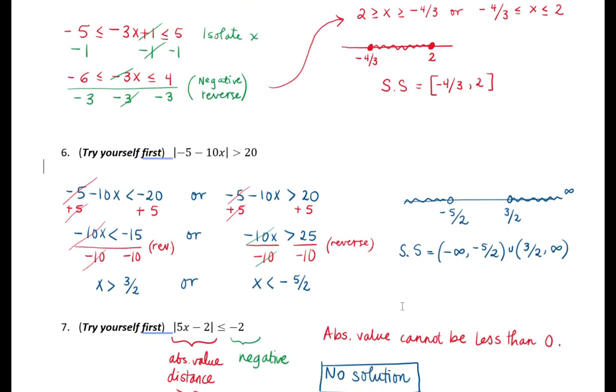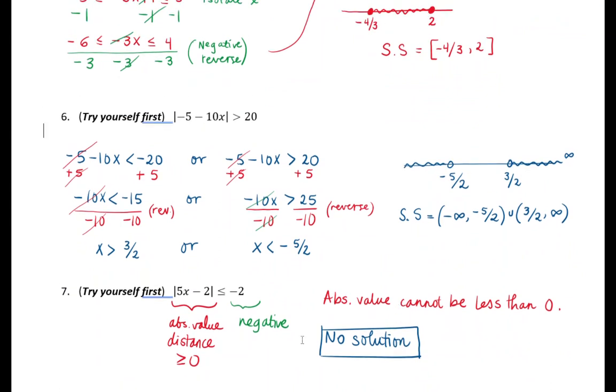Now, some tricky ones, be careful. I put these examples in here. You can pause and check them. But if the right side is negative, don't forget an absolute value is greater than or equal to 0. So if you have a negative right side and it's less than or equal to, then the problem has no solution, because distance can't be less than a negative number.